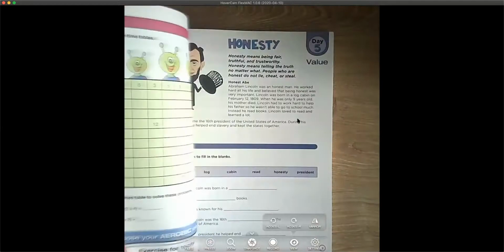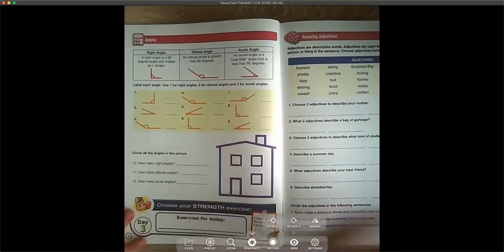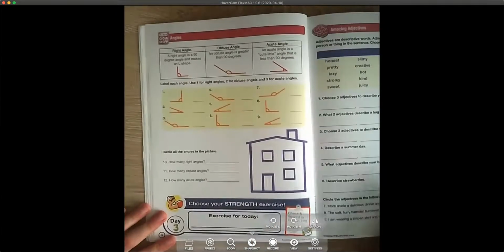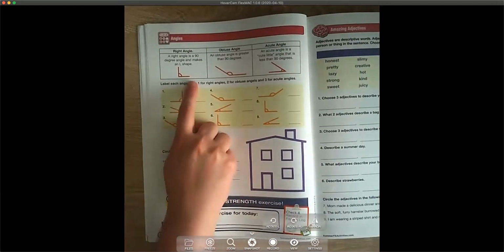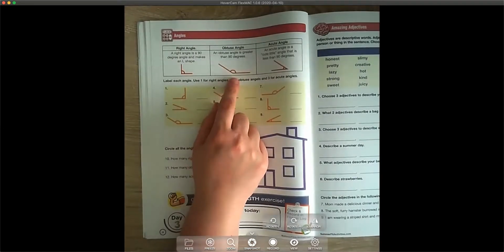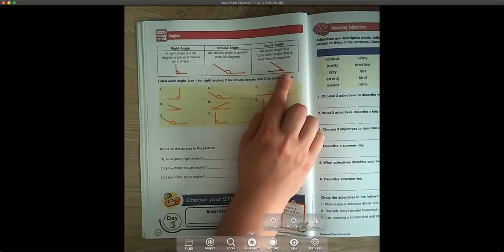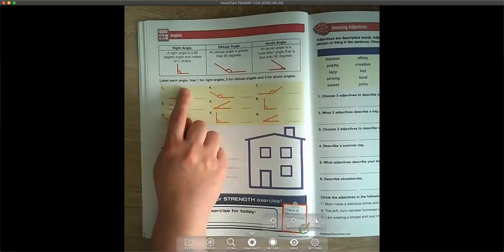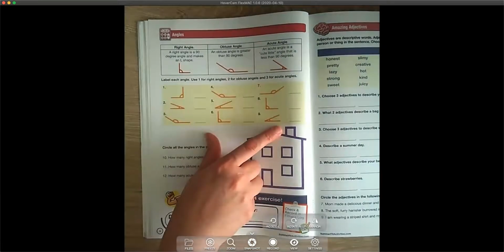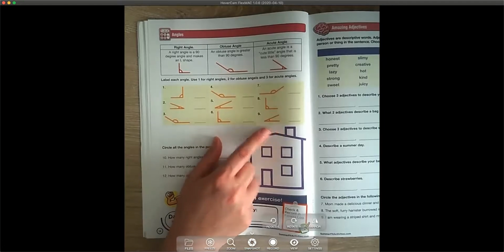On page 12, this is what we're going to be going over on our Zoom meet. We're talking about right angles that make a 90-degree corner, obtuse angles that go beyond 90 degrees, and acute angles that are smaller than 90 degrees. So the kids are going to label the different kinds of angles to figure out which ones are obtuse, which one is acute, which one is right.